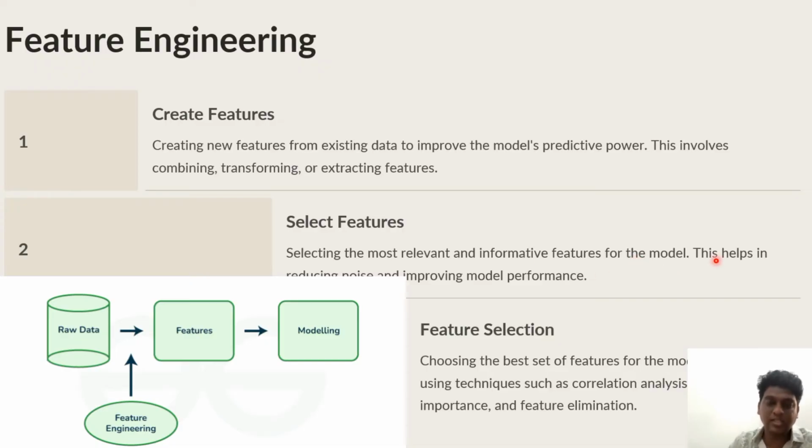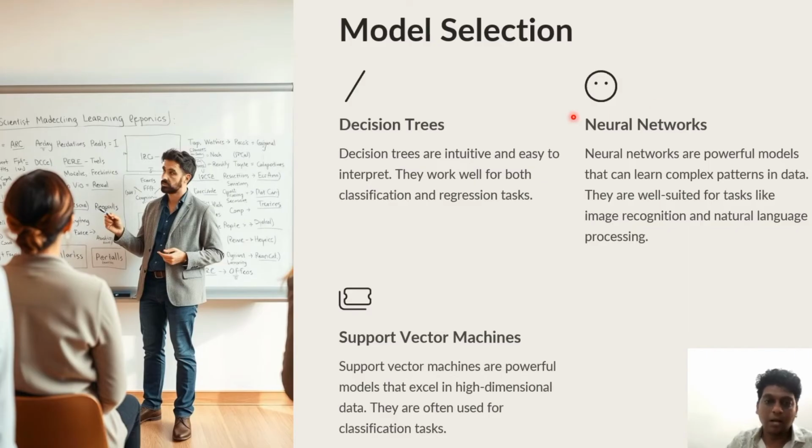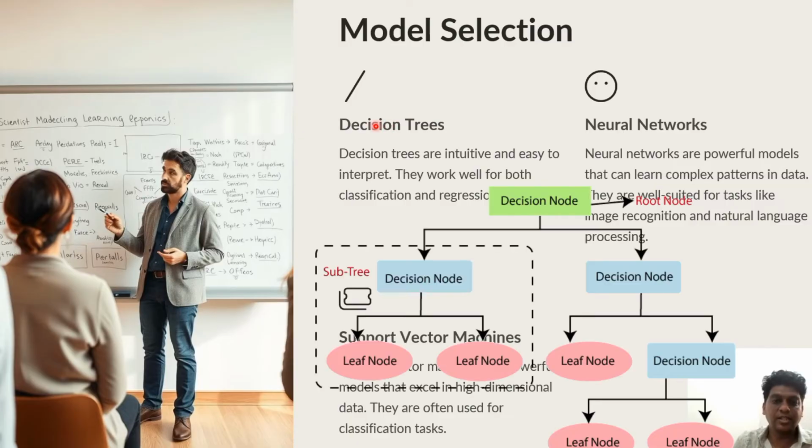Then among the features, we have to select the best features using techniques such as the correlation analysis method and feature elimination. And selecting the model. A particular algorithm works for a particular application. So we have to decide which one is best for what type of application. So decision tree is very easy to interpret. They work for both classification and regression tasks. It comes under the supervised learning purpose.